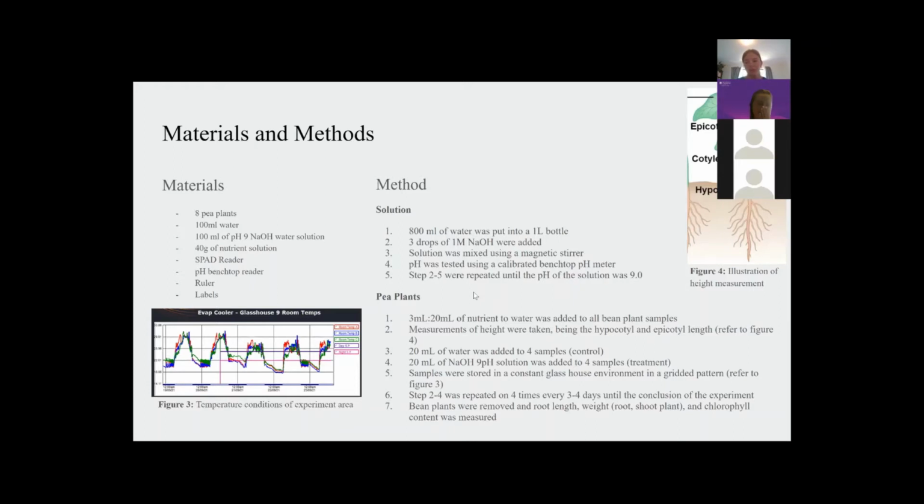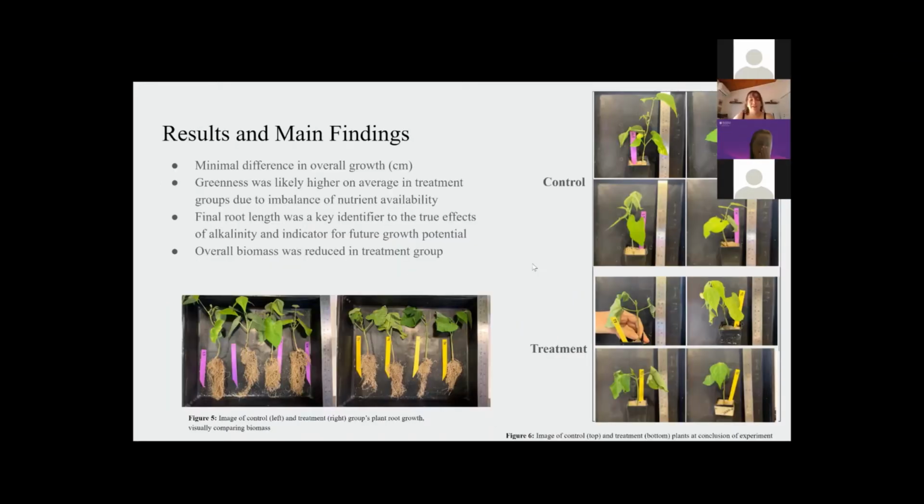Each specimen initially received nutrient solution, followed by 20 milliliters of the allocated treatment. Initial plant length was measured, and the samples were then stored in a glasshouse environment. Alternating treatment patterns then ensured an experimentally blocked design. Measurements and treatment watering continued every 3 to 4 days until the conclusion of the growth experiment. At the conclusion of the experiment, bean plants were removed from the potting mixture and root length, segment weight, and chlorophyll content was determined. Having a high pH of 9 within soils can impact the nutrient availability for plant growth.